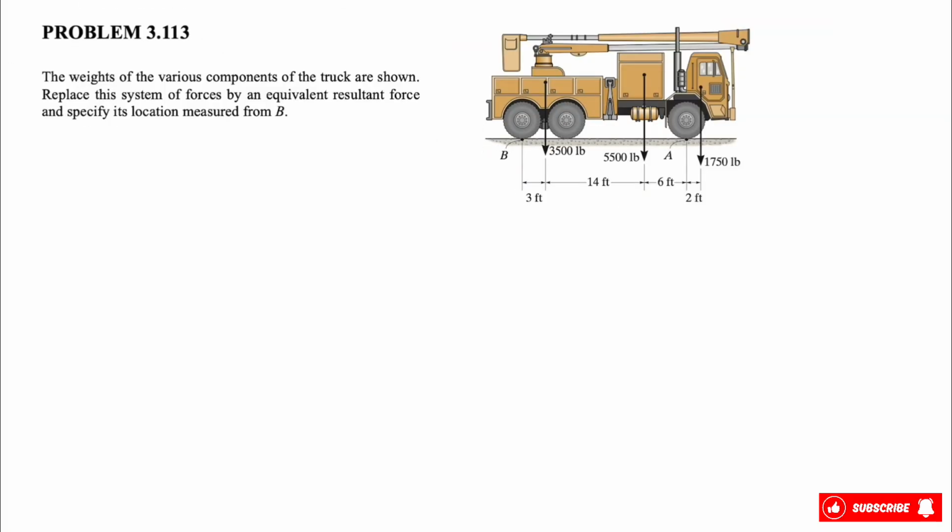Welcome back. We have a question from chapter 4, and in this question we have the weight of various components of the truck as we can see in the figure, and we need to replace this system of forces by an equivalent resultant force and specify its location measured from point B. So all we need to do is find the sum of all forces in this question and replace that with one single force that has the same magnitude, and we also have to find the location of that force in order to make the same moment about point B.